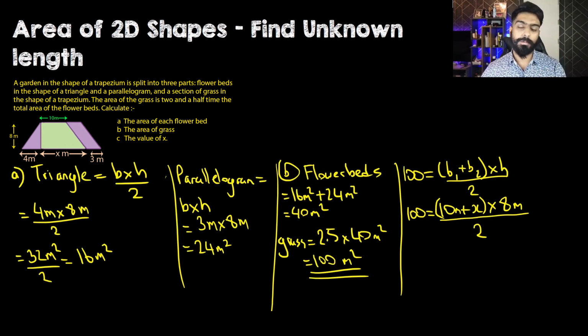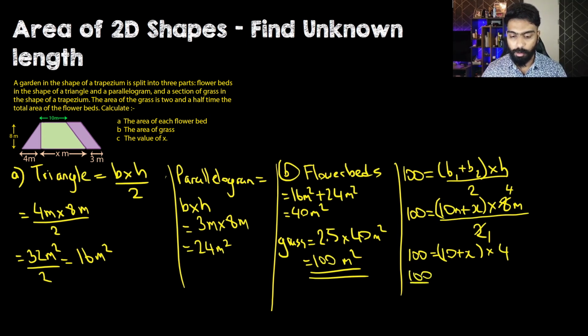Now of course when we come here, there are several ways to solve it, but what I'm going to do is simplify 2 with 8. So 2 will change to 1 and 8 will change to 4, right guys? So what we have now is 100 is equal to 10 plus x multiplied with 4, correct guys? Now again, what I'm going to do is transpose 4 to the other side. So I have 100 over 4 is equal to 10 plus x.